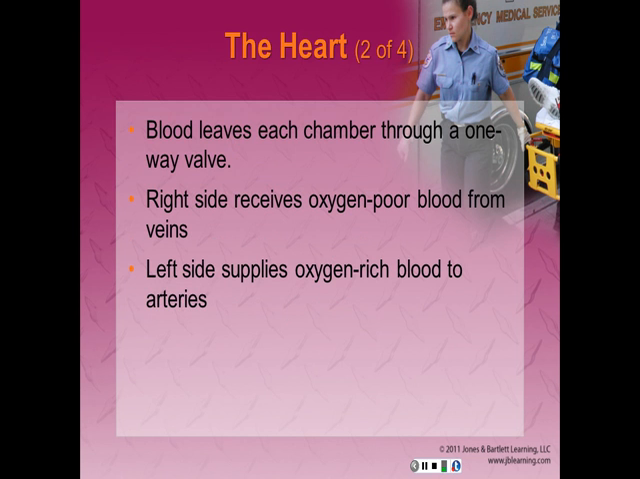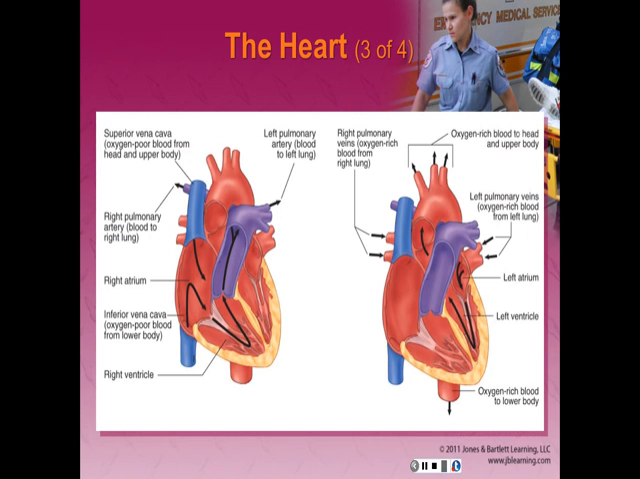Blood leaves each chamber through a one-way valve. The right side of the heart receives oxygen-poor blood from the veins, and the left side of the heart supplies oxygen-rich blood to the arteries, and arteries carry blood away from the heart. The left ventricle is responsible for providing 100% of the body with oxygen-rich blood.